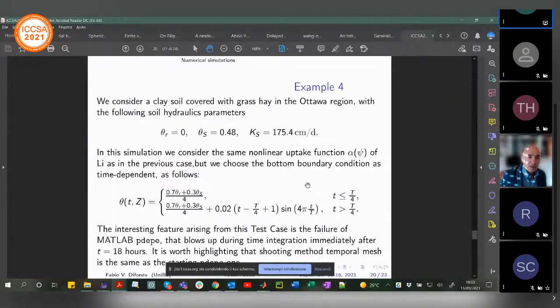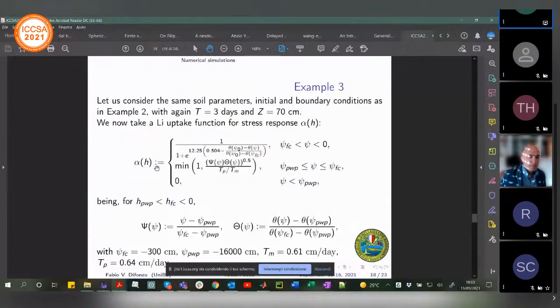Yeah. Okay. As I said, in this last example, we have just considered the same uptake function as here, and here we have dependence on the potential transpiration, the maximal transpiration, and this of course depends on the soil, and these are the transpiration. Okay. So this is quite clear now.